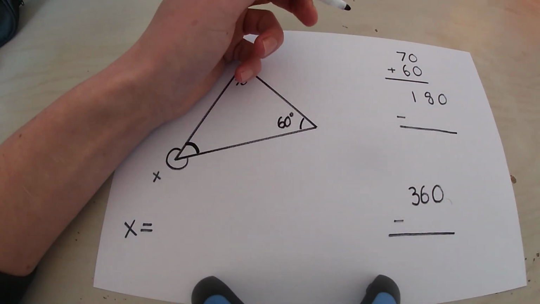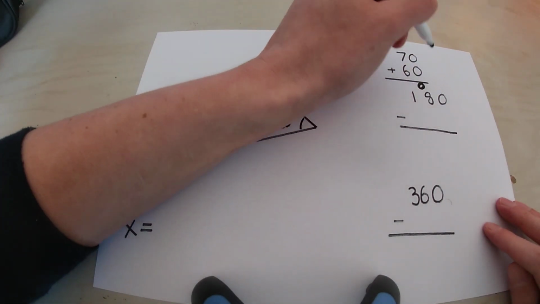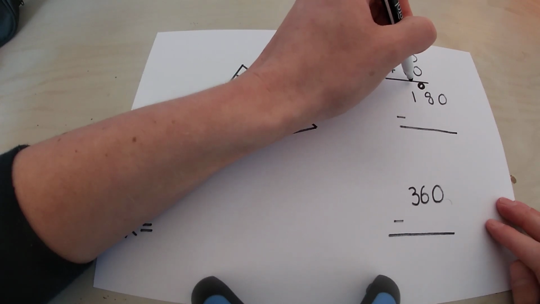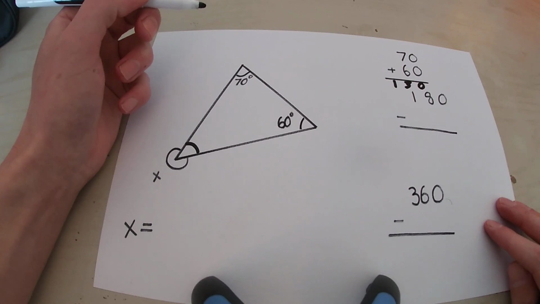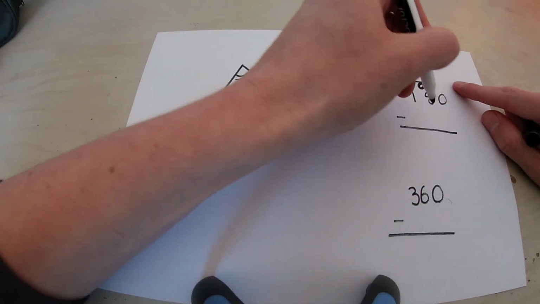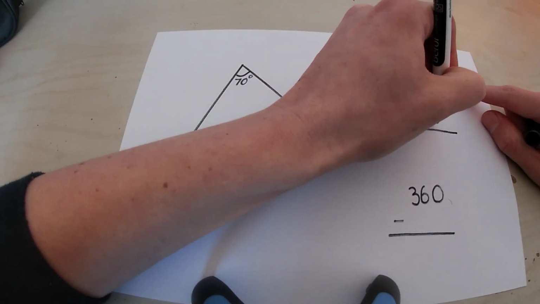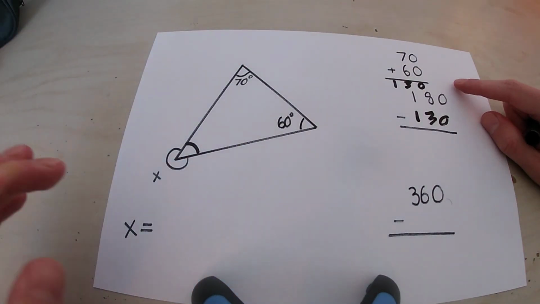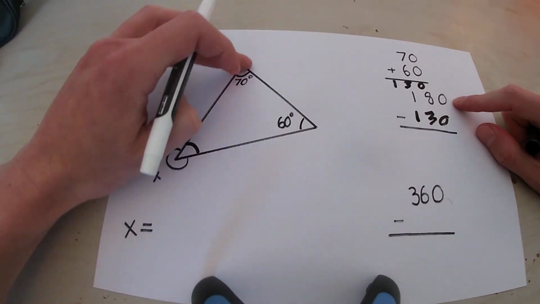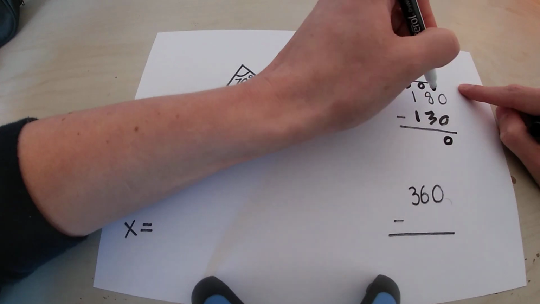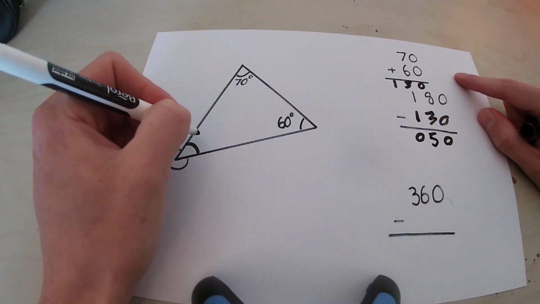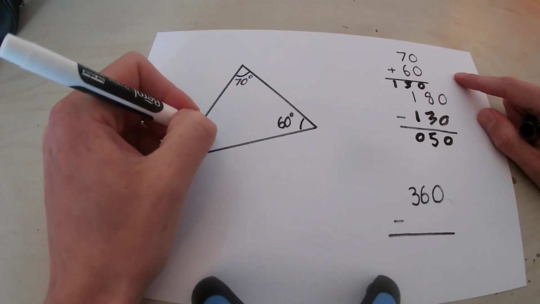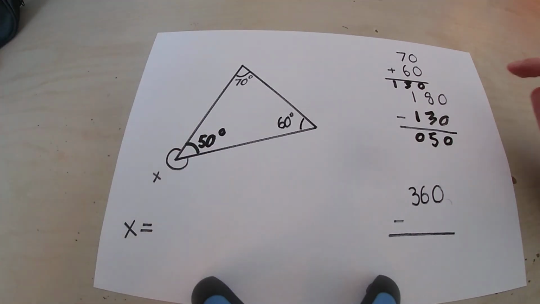70 and 60 is 130. I'm now going to subtract 130 from 180, our total in a triangle, which will give us 50. So this angle here is 50 degrees.